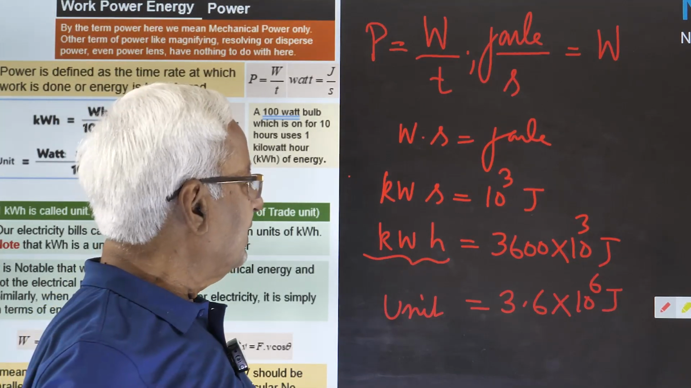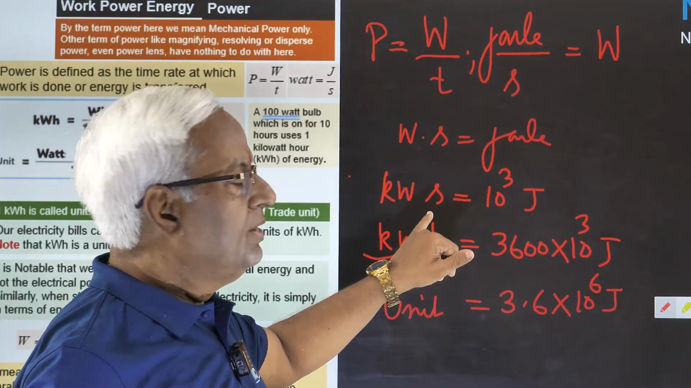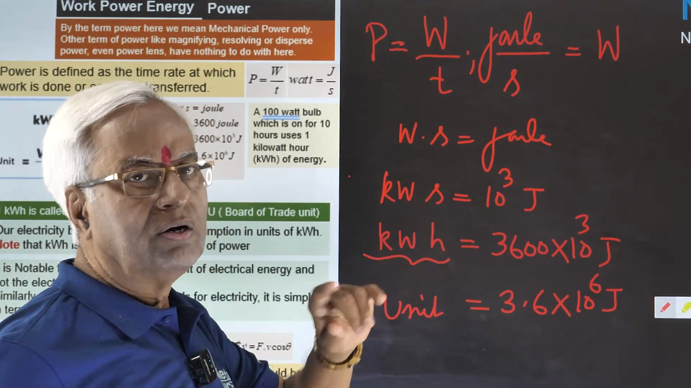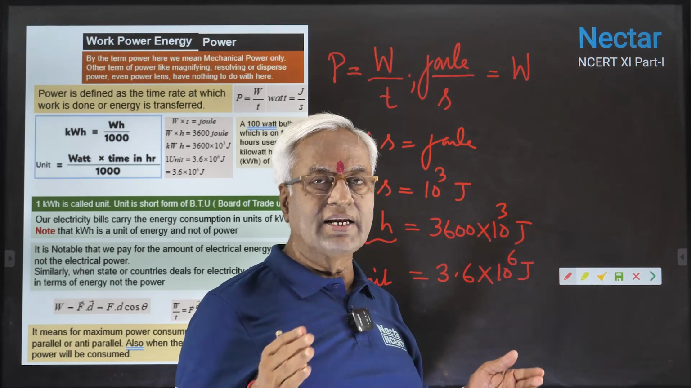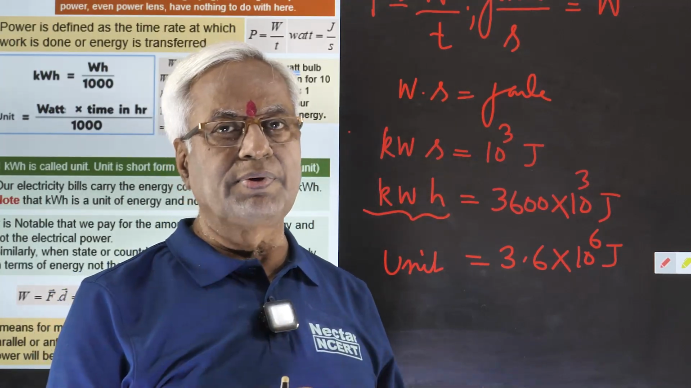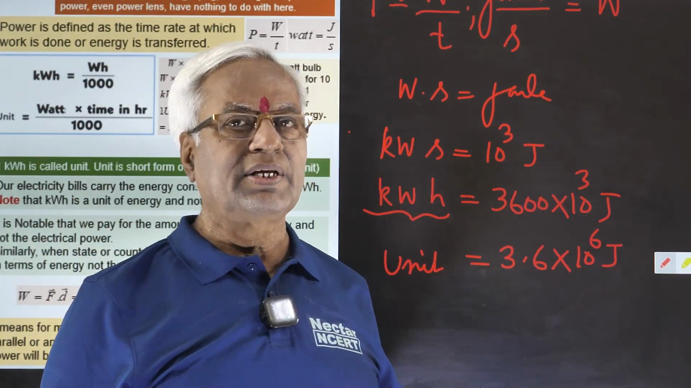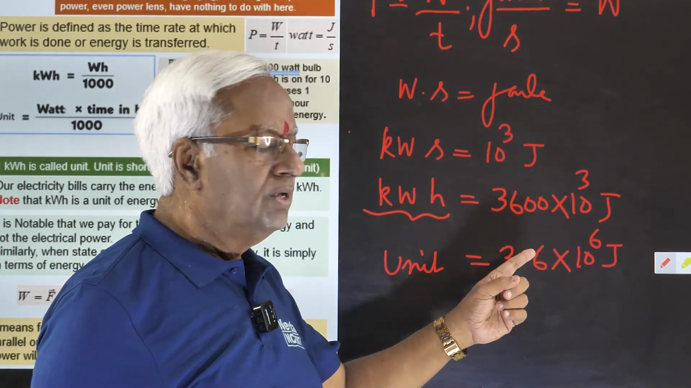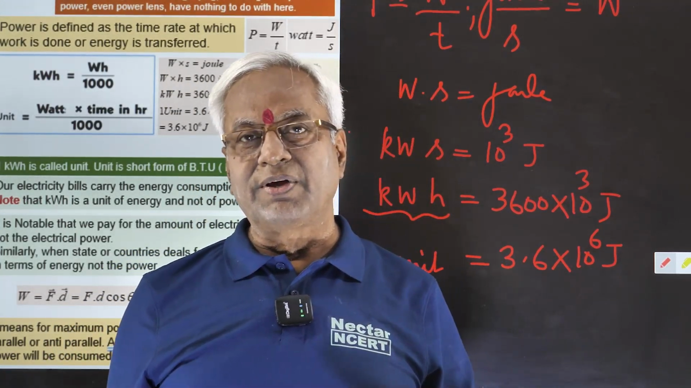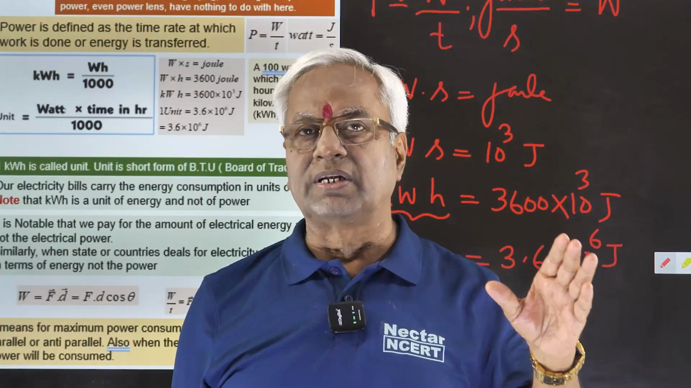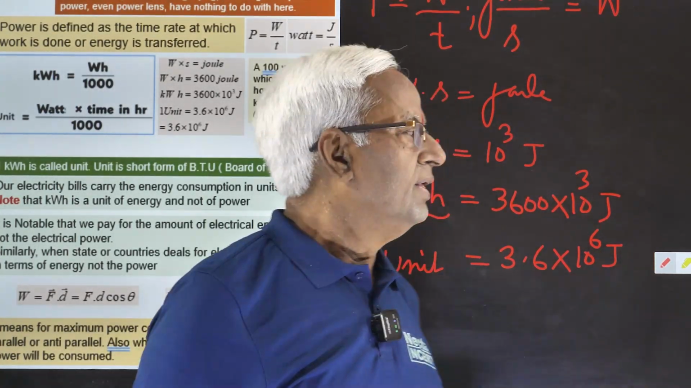You might define it that when 100 watt bulb is used for 10 hours, that means product will be 1 kilowatt hour, and that will be known as 1 unit. So it's very easy to remember and understand as well that when 100 watt bulb is used for 10 hours, it consumes 1 unit of electricity.